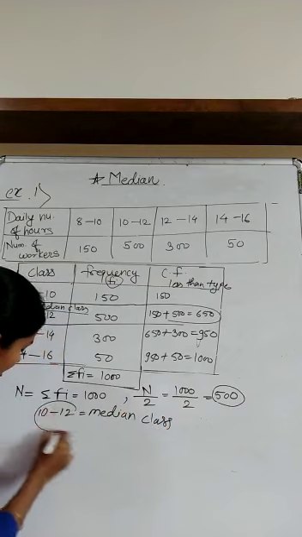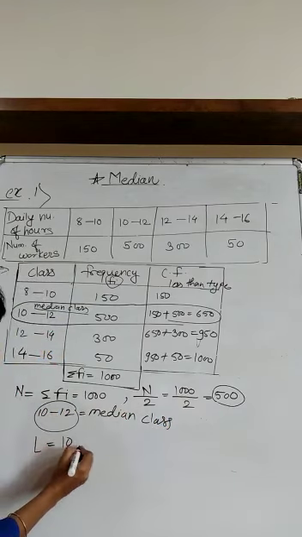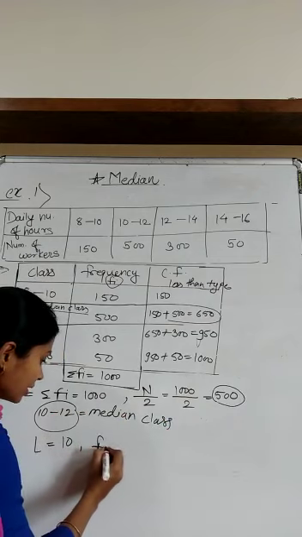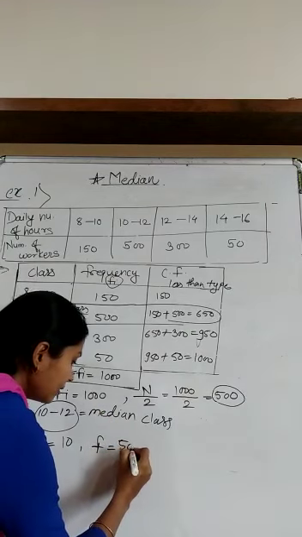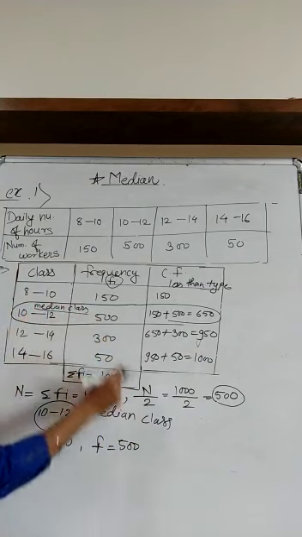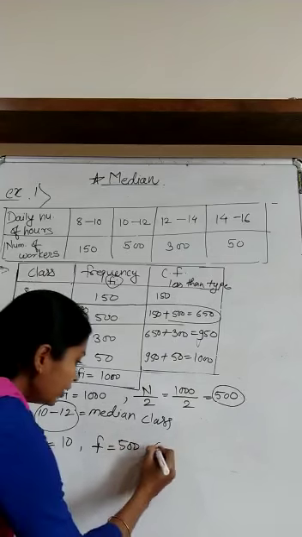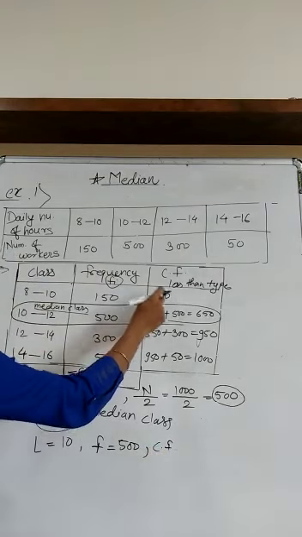Now as per this class, what will be the lower boundary of the median class? 10. So write down capital L as 10. Then frequency. The frequency we have to take is 500, of the median class. This median class has frequency 500. So write it down. Then cumulative frequency we have to write. For cumulative frequency we choose the preceding class.